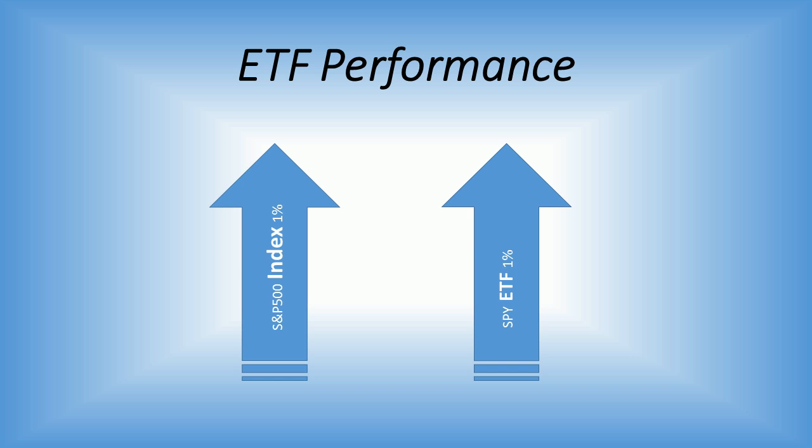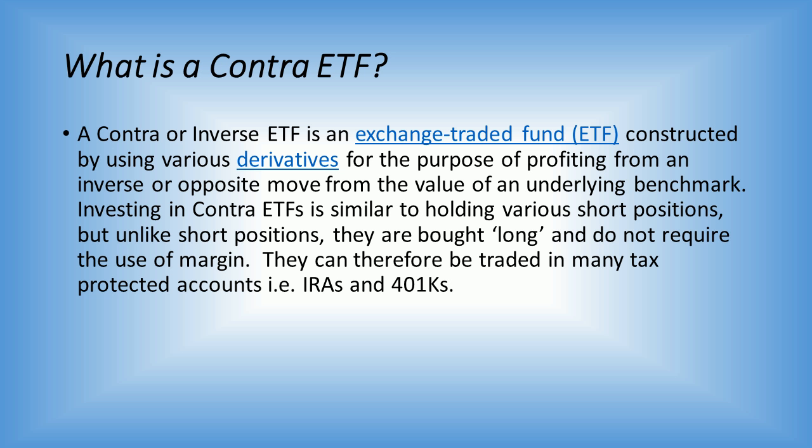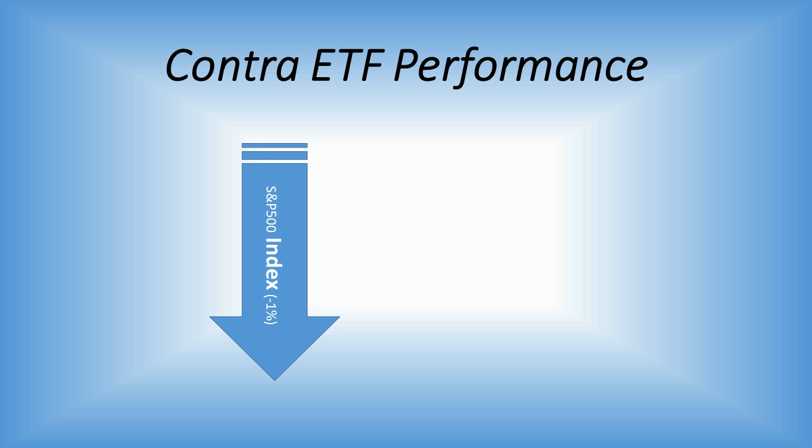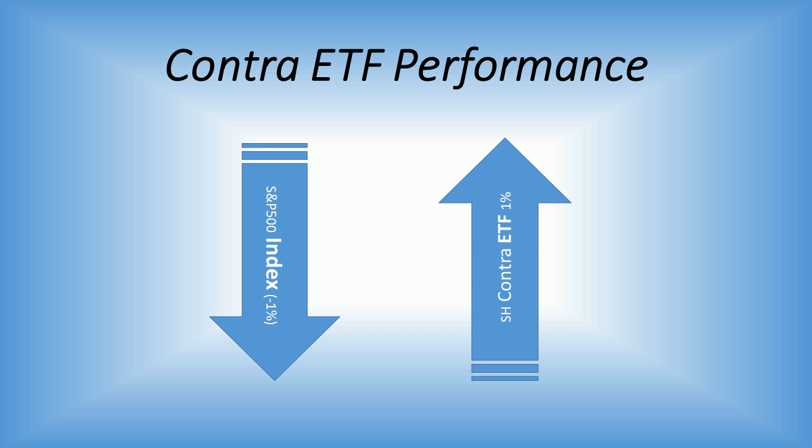A Contra or inverse ETF is an exchange-traded fund constructed by using various derivatives for the purpose of profiting from an inverse or opposite move from the value of an underlying benchmark. Investing in Contra ETFs is similar to holding various short positions, but unlike short positions, they're bought long and do not require the use of margin. They can therefore be traded in many tax-protected accounts, in particular IRAs and 401ks. As an example, if the S&P 500 index falls 1% in a given day, a Contra ETF that tracks that index should instead rise 1%.